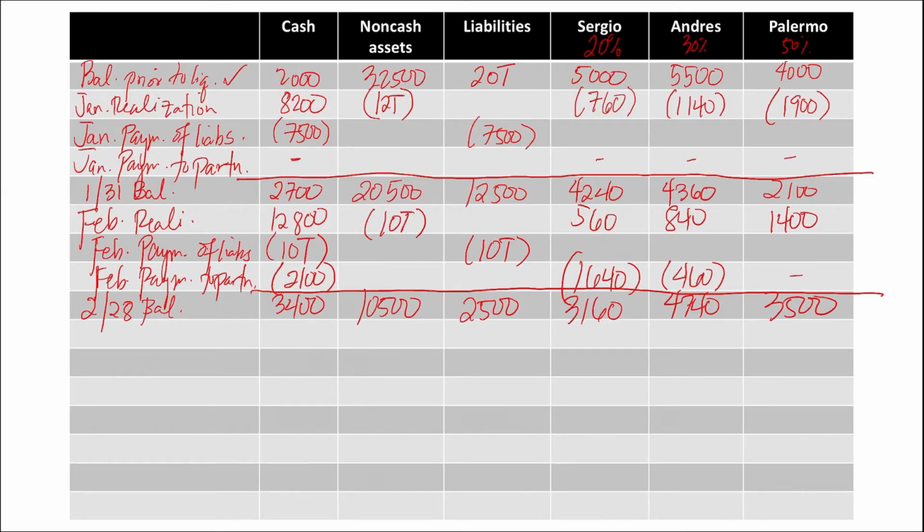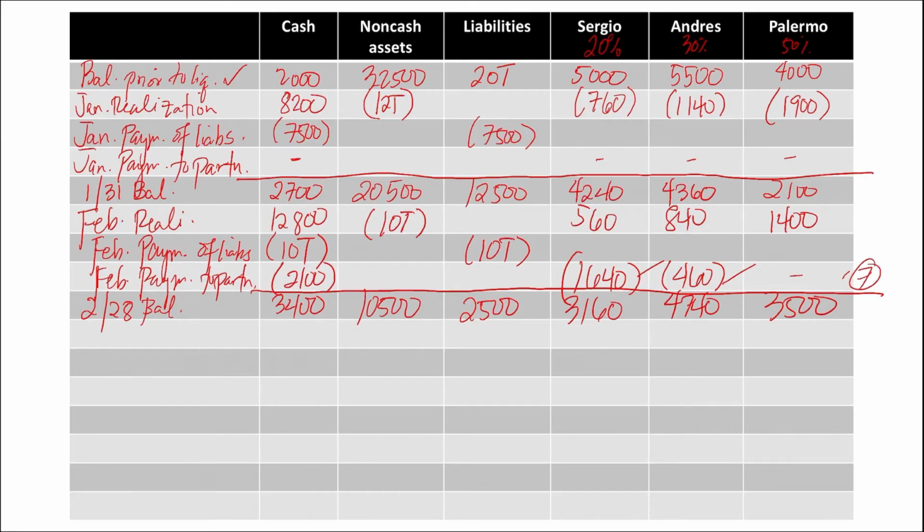So, ibig sabihin, yung cash withheld for February is simply equal to the ending balance of cash. Diba? So, ibig sabihin, kung may excess cash na after the 3,400, pwede na makapagbayad sa partners. Which is, nangyari nga, 2,100 yung free interest natin. Kaya, nakapagbayad tayo for the month of February. Diba? So, ang sagot natin for number 5, 3,400. For number 6, how much cash was paid to the partners during February? 2,100. Okay, 2,100 yan. How much cash did each partner receive during February? Sagot natin, si Sergio nakatanggap ng 1,640, si Andres 460, si Palermo 0. Which is ito yung number 7 natin.